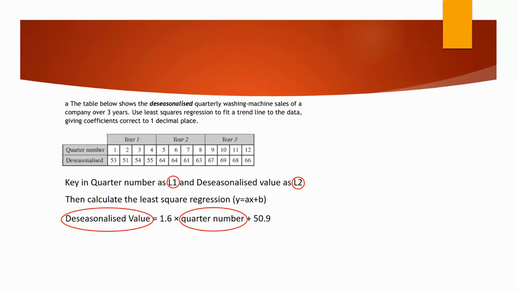Please be extra careful when you write this. Please don't write the actual value or the given value as quarterly washing machine sales or washing machine sales, and your x-axis must be your time series. For example, here I gave you quarter number, therefore my x-axis here will be the quarter number. If I gave you seasons, for example, autumn, winter, summer, it will be seasons, not quarter number. So the x-axis depends on what they gave you as your timeline, and for your y-axis it is almost fixed, it will be the deseasonalized value.